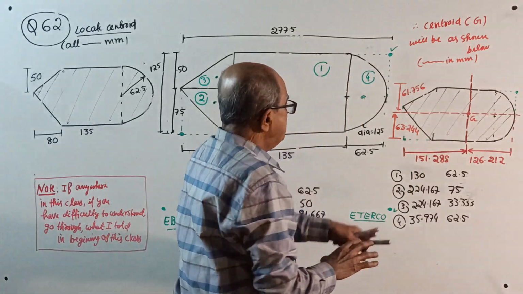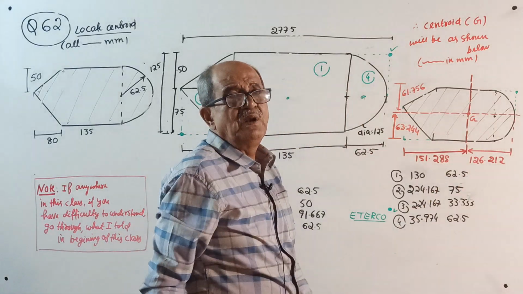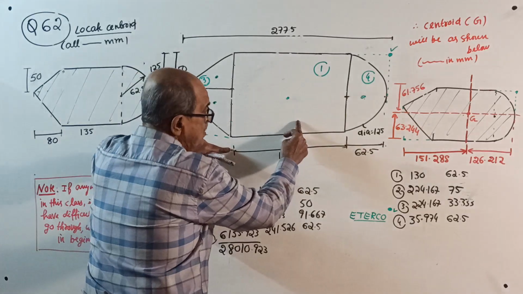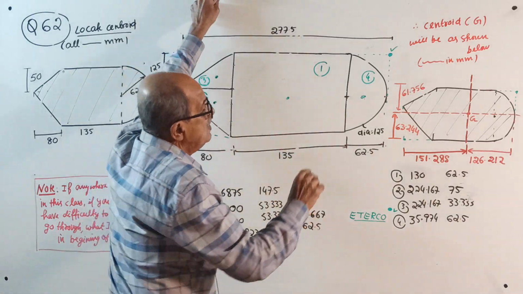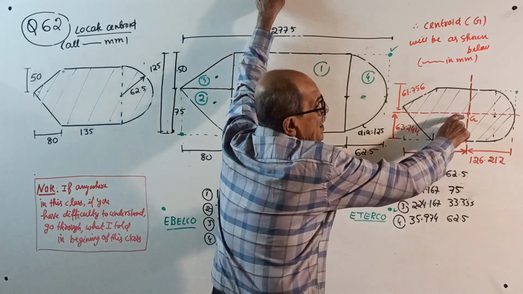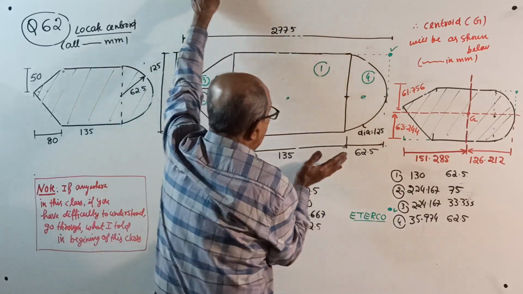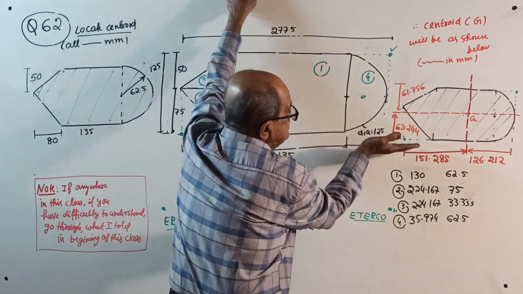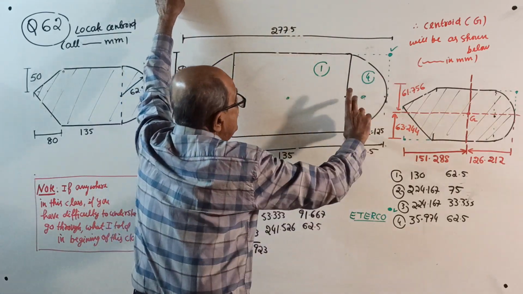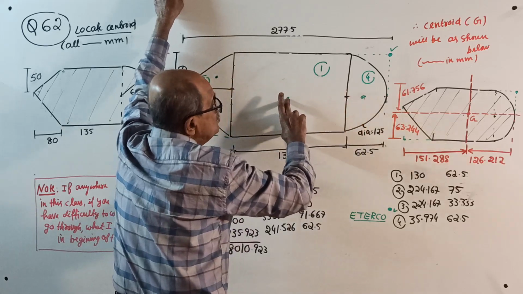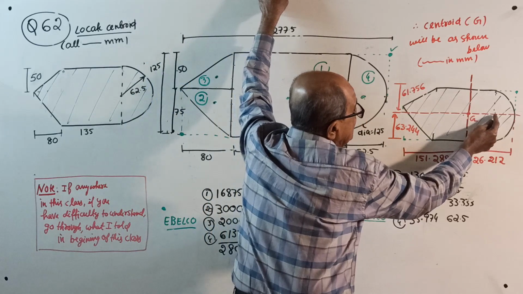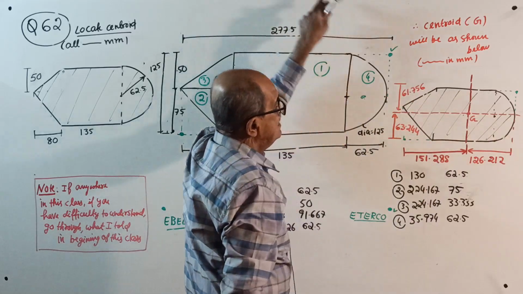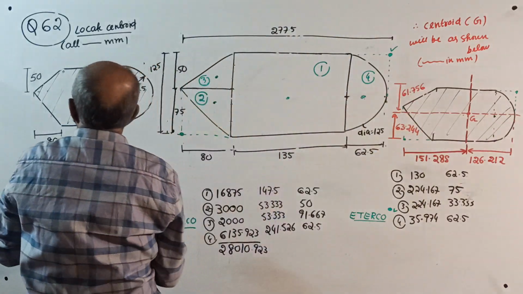See now, x bar comes from here, 151.288. See here, 80 plus half of 135 is 147.5. So it will be slightly after the midpoint of rectangle, this side. Then y bar you got from here, we were from Abelco, 63.244. See, this is 62.5. This also 62.5. So slightly above the center of rectangle. Slightly above. From there you know it. Centroid G here. Question number 62 over.